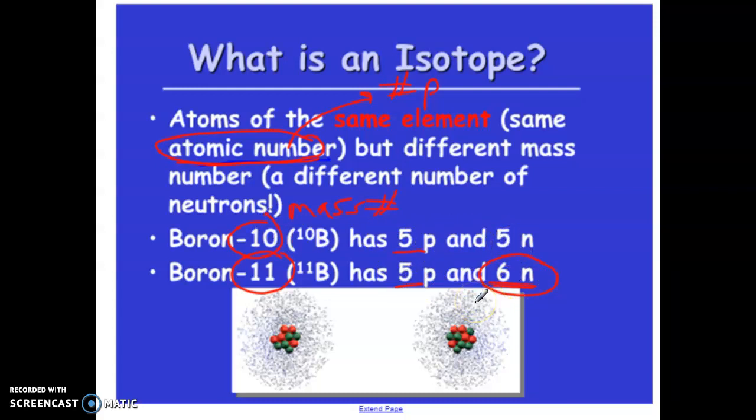An important thing to keep in mind is that in terms of chemical reactions, isotopes are actually no different from one another. If I were to take boron and do a chemical reaction, like a single displacement reaction or a synthesis reaction, both of these isotopes would behave in exactly the same way. So chemically they are not different. However, sometimes you will have isotopes that are radioisotopes, which essentially means that they're able to do nuclear reactions.